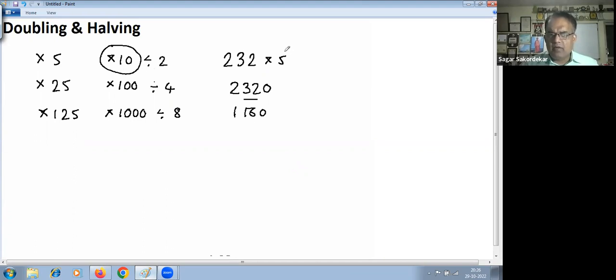Okay, multiplying by 5 is nothing but multiply by 10, divide by 2. We divide by 2 because you have studied the faster method of making half. Half of 2, 3, 2: half of 2 is 1, half of 32 is 16. Is it clear?